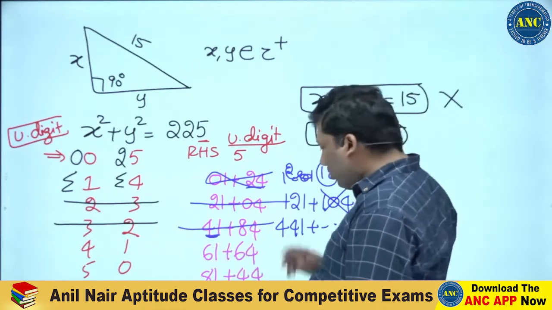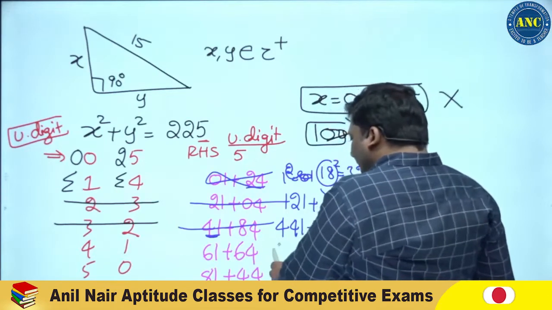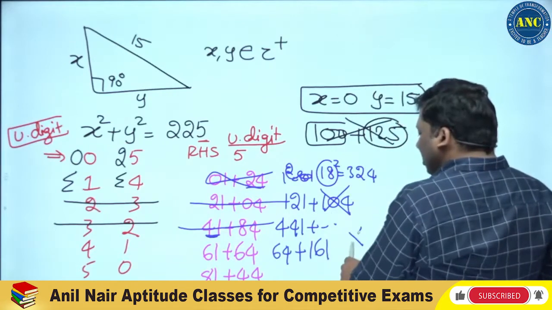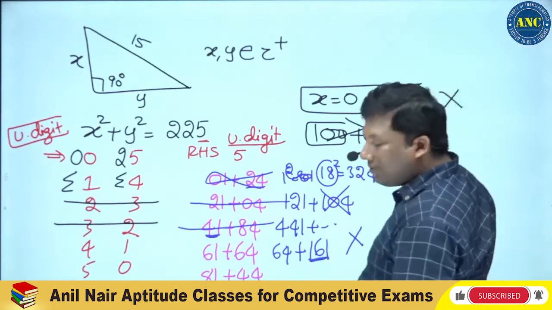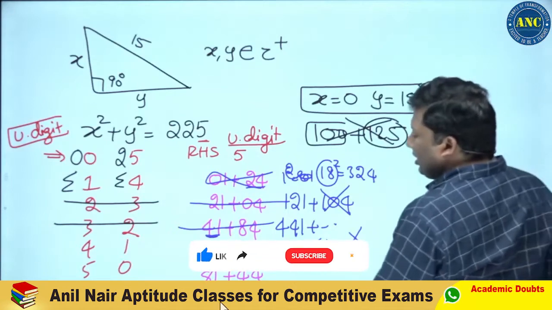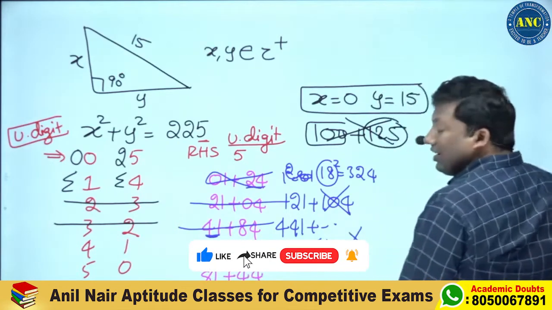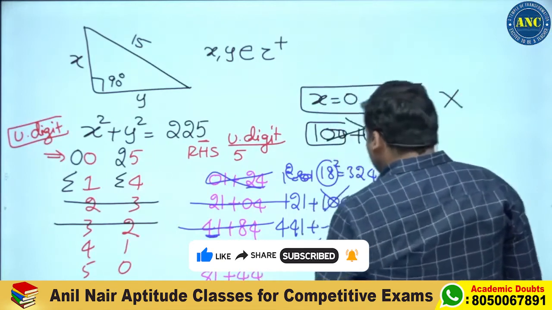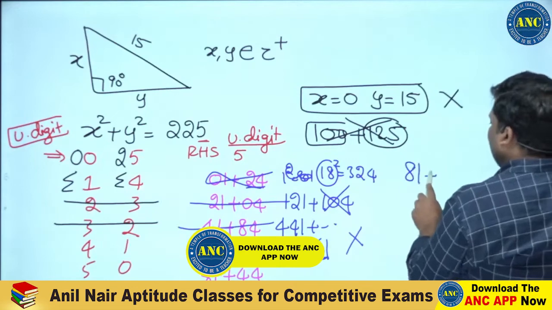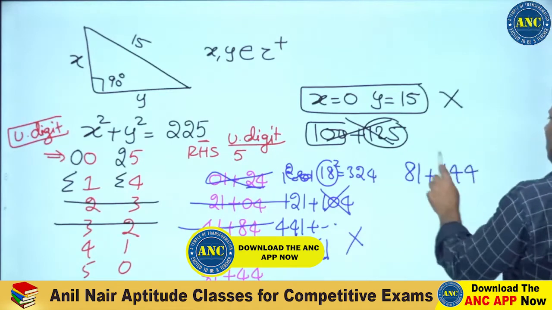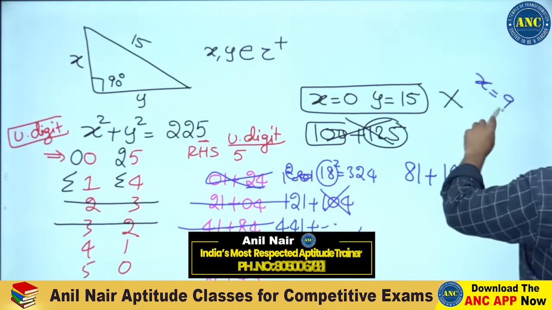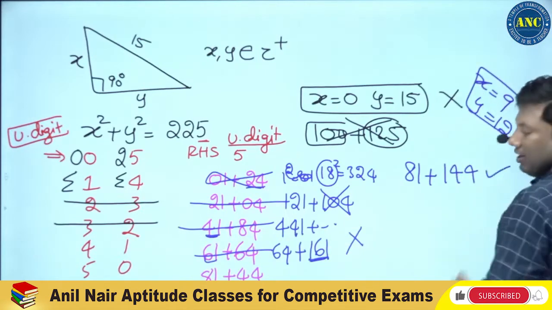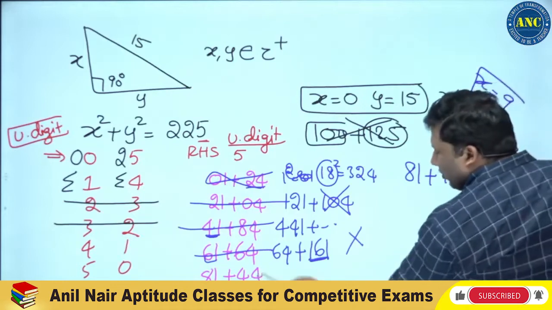61 plus 64. 8 square is 64. 64 plus 161 is 225. The digital sum is 8, so not possible. Any other cases? What is the smallest number? 19 square is 361, not possible. 81 plus 44. 9 square is 81, so the remaining will be 144. Yes, x value 9, y value 12. 9, 12, 15 is possible. First case possible: 12 square is 144.